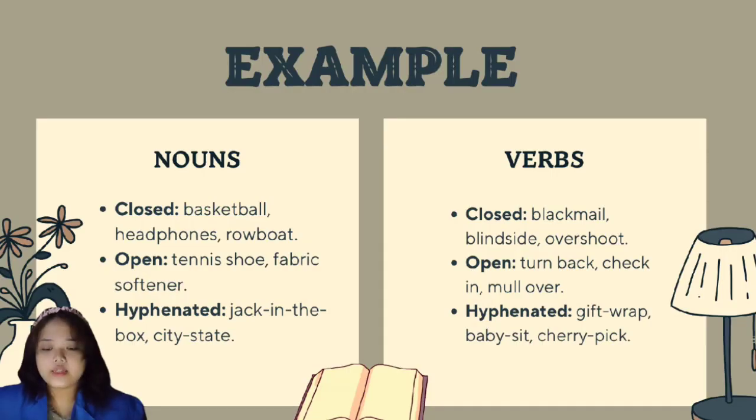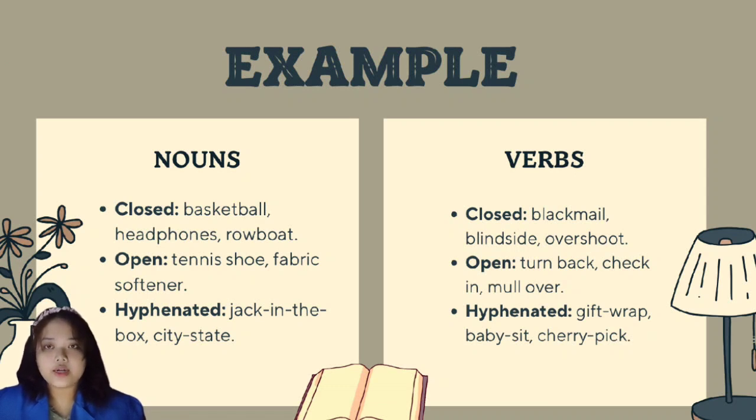And this is some examples of compounds. The closed noun ones are clothes, basketballs, headphones, robot. The open compounds are tennis shoe, fabric softener. The hyphenated compound words are Jack-in-the-box, city-state.